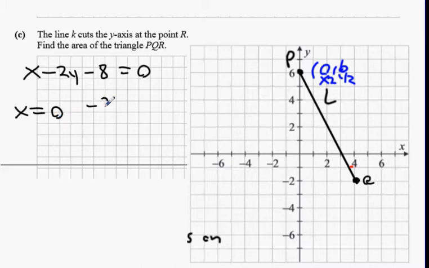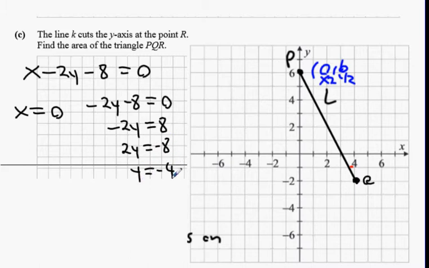Minus 2y minus 8 equals 0. Get y on its own. Minus 2y equals 8. 2y equals minus 8. Y equals minus 4. That means that this point 0, minus 4 is a point that's on this line.